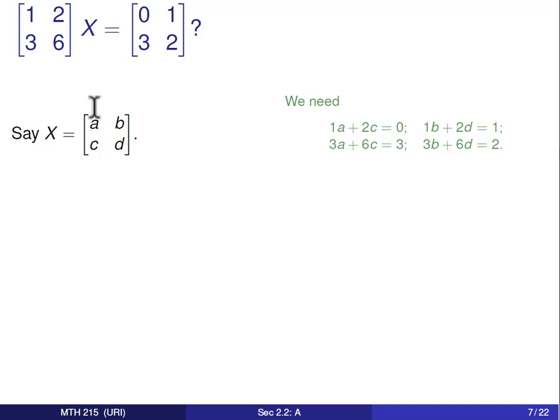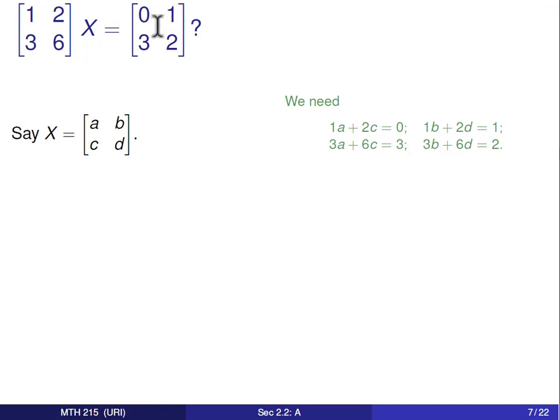We're just going to suppose that x is the matrix with entries A, B, C, D, and then we're going to multiply 1, 2, 3, 6 onto A, B, C, D, and we want it to produce the matrix 0, 1, 3, 2. Okay, so what we have on the right are the equations that would pop out of this. For each of these entries 0, 1, 3, 2, I have taken the corresponding product of 1, 2, 3, 6 together with this ABCD matrix and set them equal. So for the top left entry, I should get a 0, but I would get 1 times A plus 2 times C. And so I get 1A plus 2C equals 0.